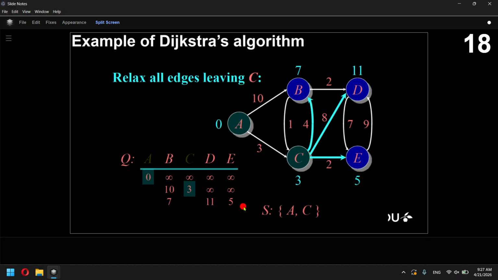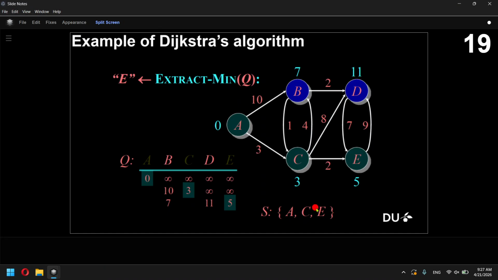Get the next minimum. The next minimum is 5. So it is E. We get it out, and we look to its neighbors. It has D as a neighbor. Okay, good. D, the distance from A is 11. Now, if I say, okay, from E I can go to D with 9. E is reachable from A with 5. Then 9 plus 5 is actually 14. It's greater than 11. Therefore, I will not update D. Okay?